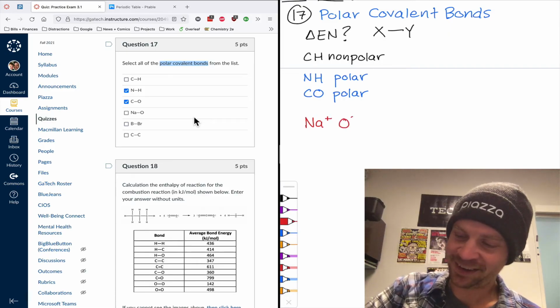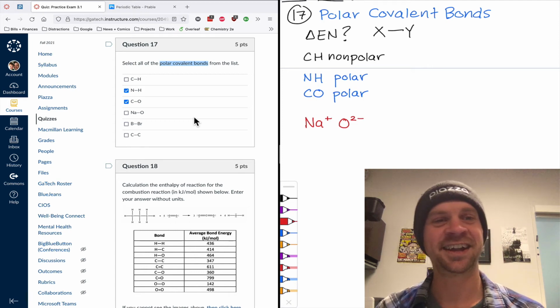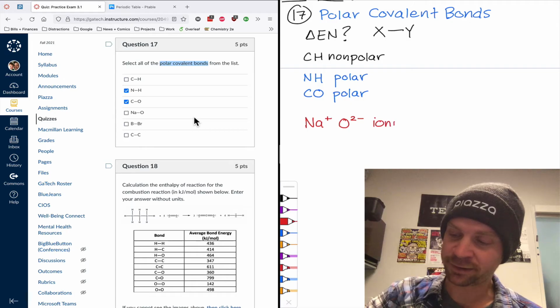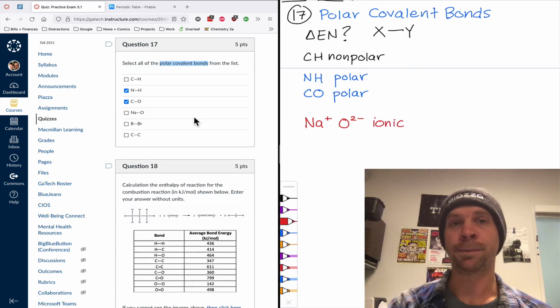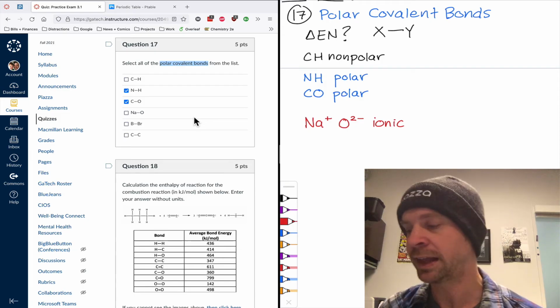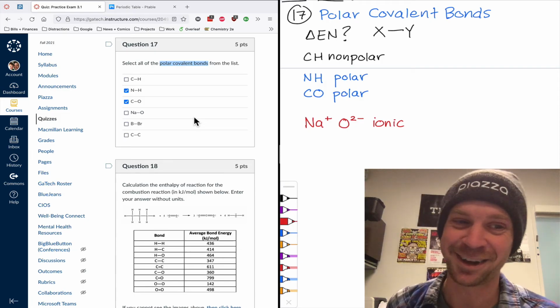and O is a nonmetal. And so these will not engage in a covalent bond at all. These will engage in an ionic bond. And so we're not going to select that, not because the bond is not polarized. In fact, it is extremely polarized. We're not going to select that because it's an ionic bond, not a covalent bond.